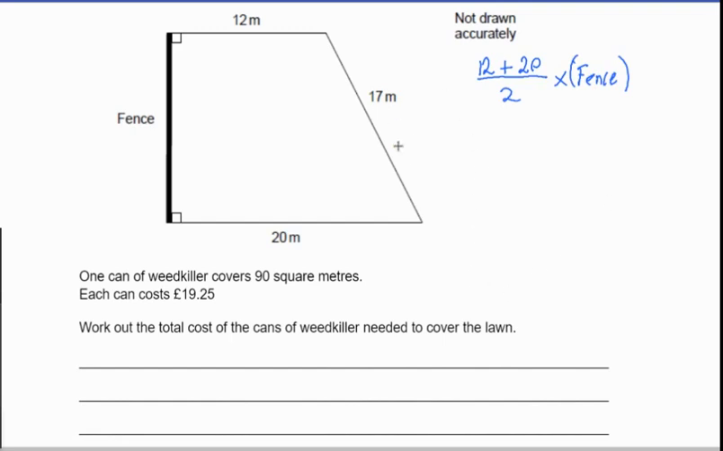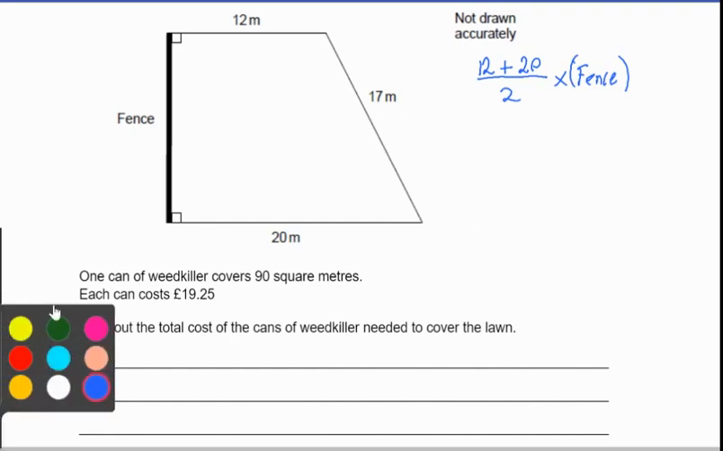Okay. And then how to work out this fence? Well, what about if I did something like this?